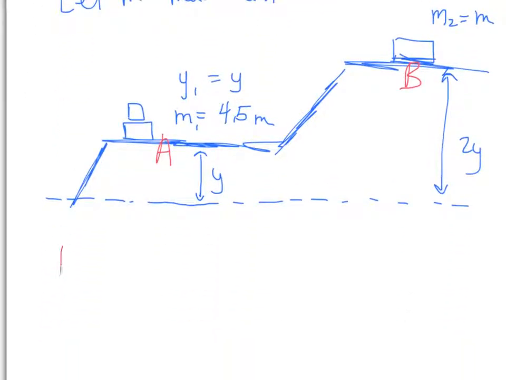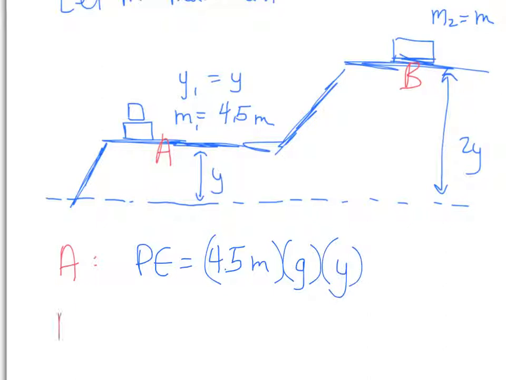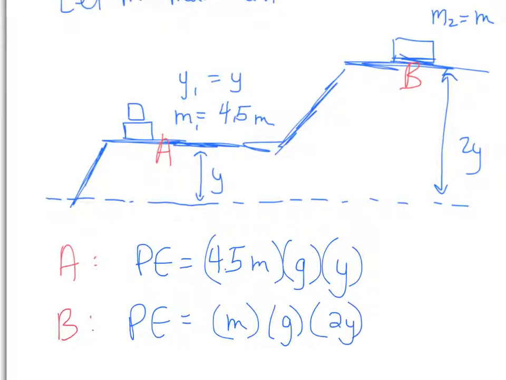So at instant A, remember, potential energy equals mgy. So it's the mass, which is 4.5 m, times g, times y. At instant B, what's the mass now at instant B? Just m. It's just the ant by itself at instant B. Gravity is still there, but now what's the height at instant B? Yeah, it's double the height of A, so it's 2y. So in the end, it looks like we get 4.5 mgy, and here we get 2 mgy.